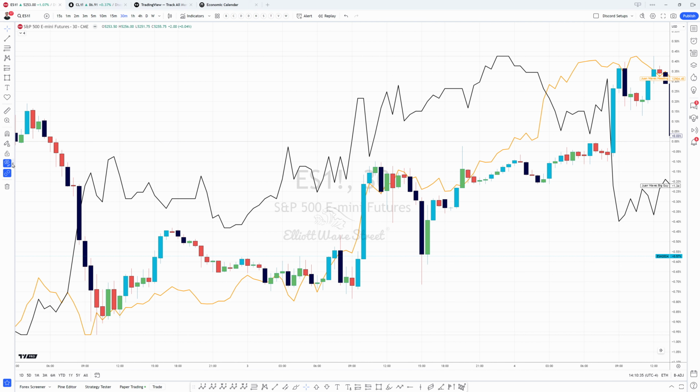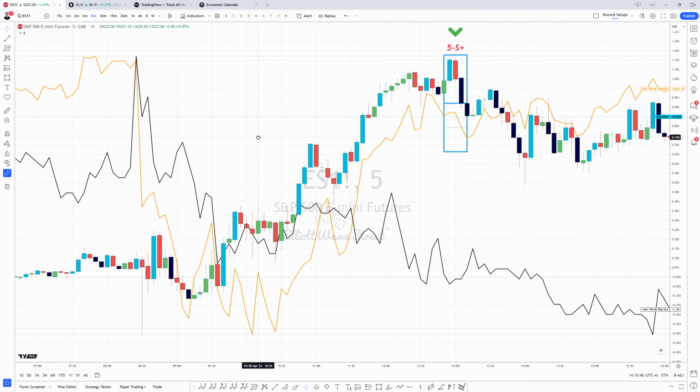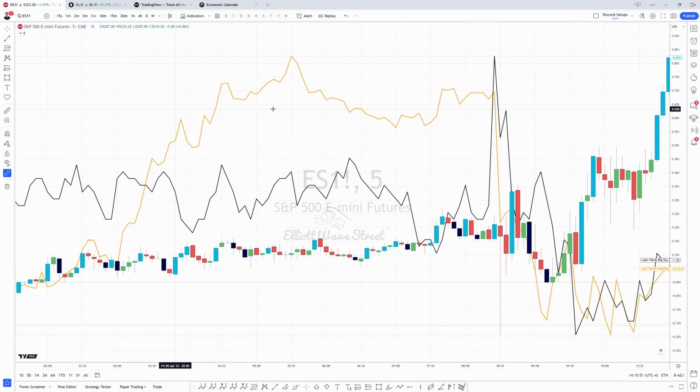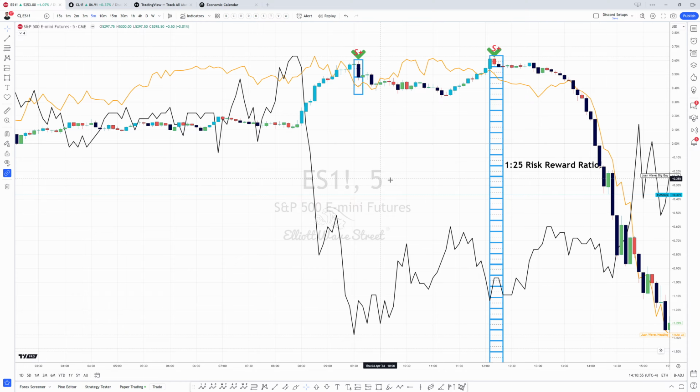So let me show you what we did. We have a Discord channel for members, and we follow these trades on the lower time frames. This is something new that we started to incorporate in Elliott Wave Street. So now you can have the setups and you can have the wave counts. So look at this thing.